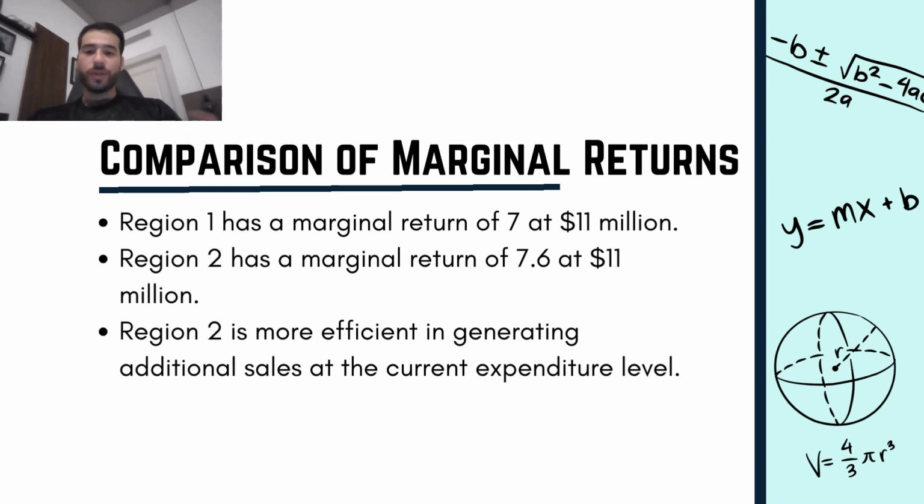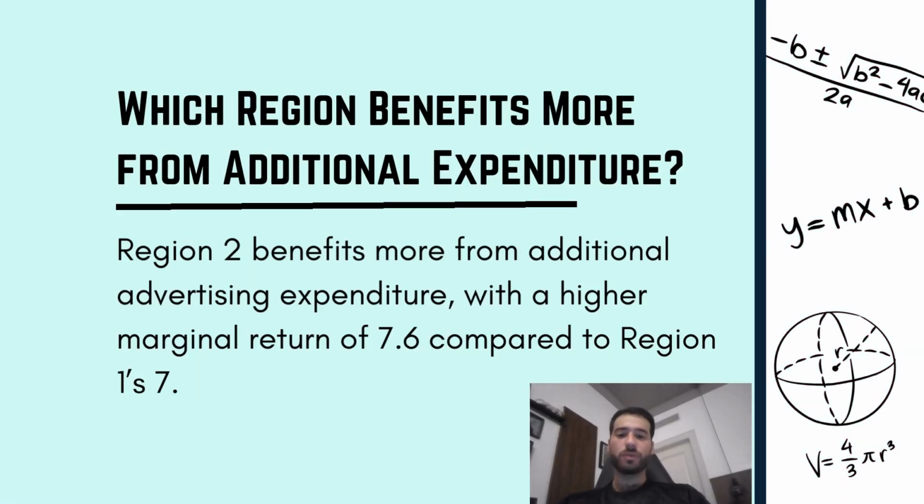As you can see, Region 2 benefits more from additional spending, with a higher marginal return of 7.6 compared to 7 in Region 1. This means Region 2 is more effective at converting advertising dollars into sales. So if the company wants to increase sales, it should focus on spending more in Region 2. Which region benefits more from additional expenditure? The answer is Region 2. Since Region 2 has a higher marginal return at 11 million, any additional advertising dollars should be allocated there for the best result.